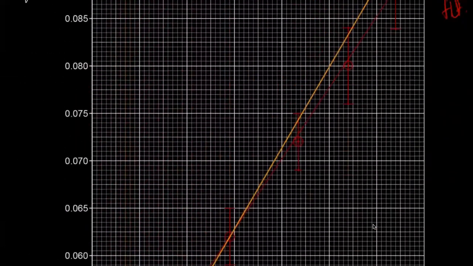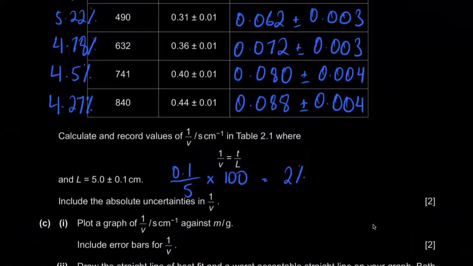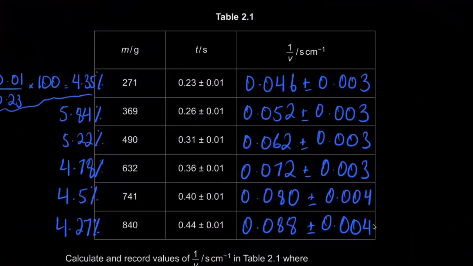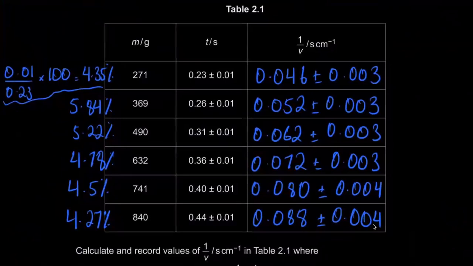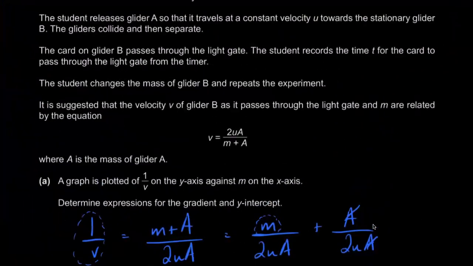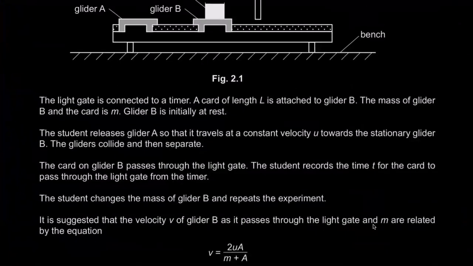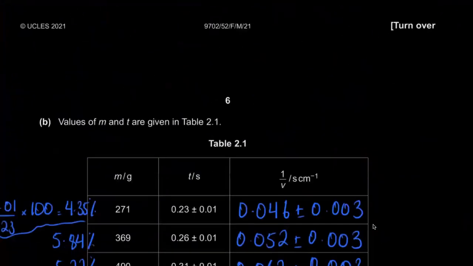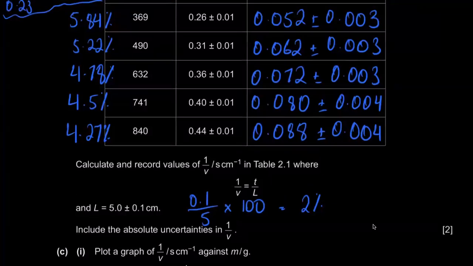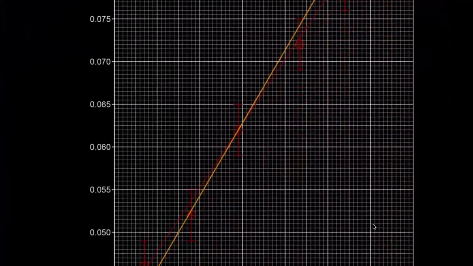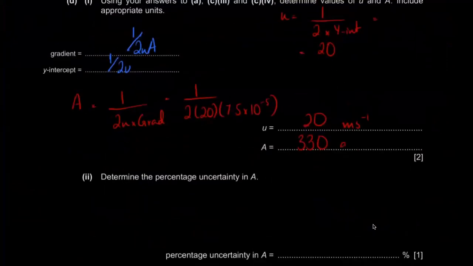And if we talk about A, A is the mass of the glider, so this would be in grams, right? Because if you think about this, this mass was in grams. So this mass that we calculated, A, is also going to be in grams.